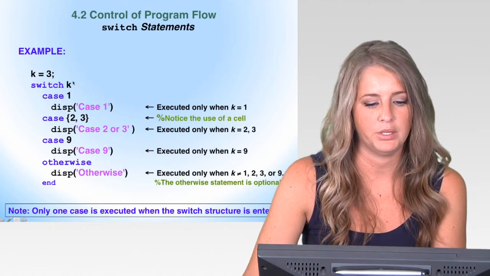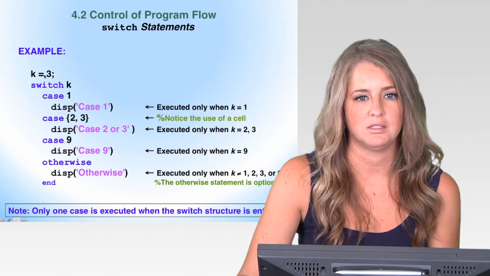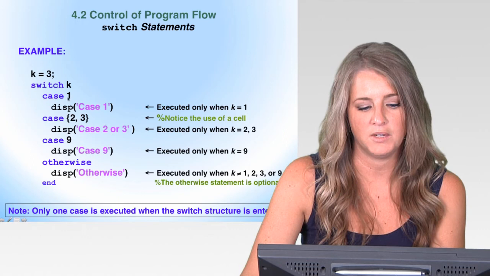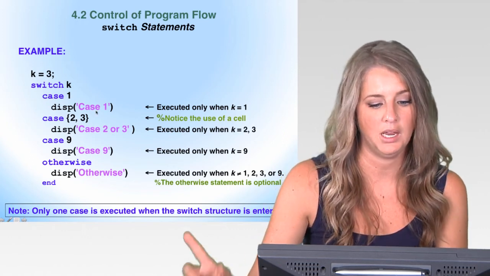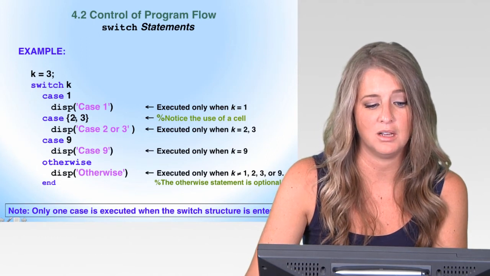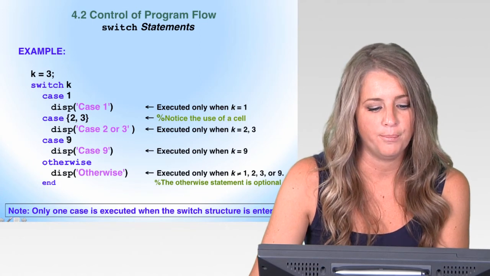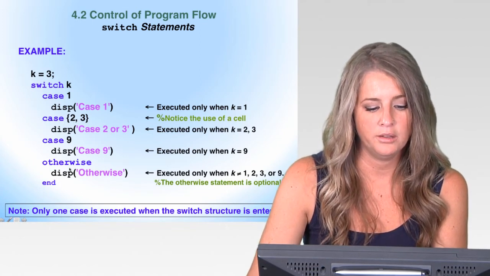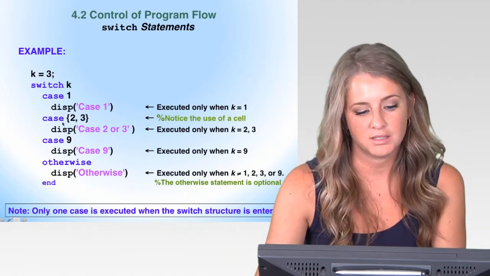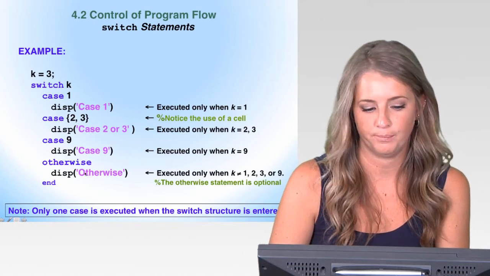So here's an example. We have k is equal to 3, switch k. That just means that it's entering into that switch statement. Then we have case 1. If case 1 occurs, then we'll display case 1, or case 2 or 3. Notice that this is the cell notation here instead of a vector or a matrix. And then we have case 9. Otherwise display this. Again, the otherwise is kind of a catch-all. If none of these cases happen, then the otherwise expression will be executed.